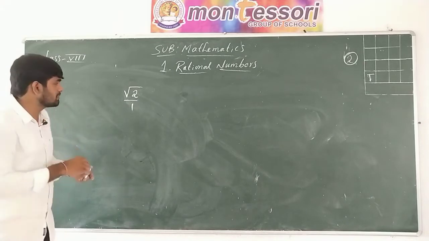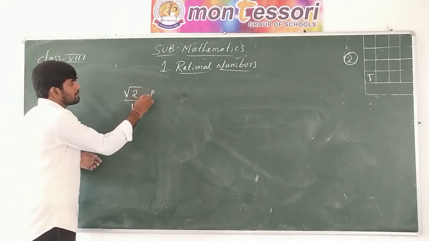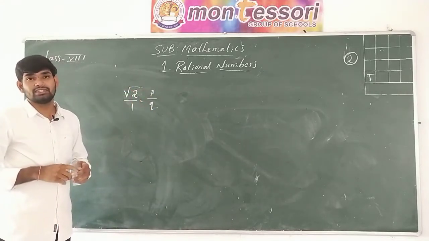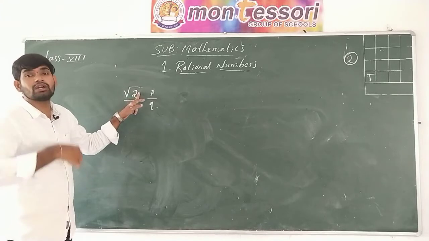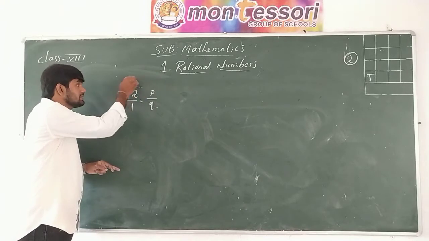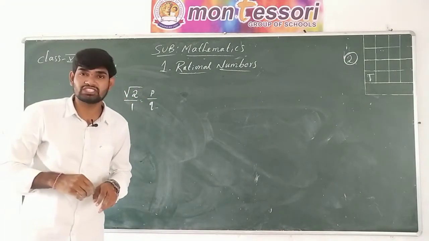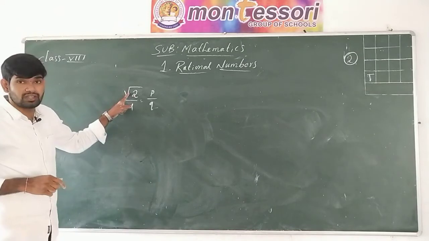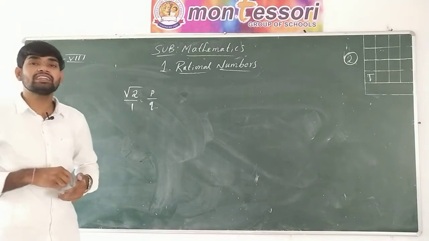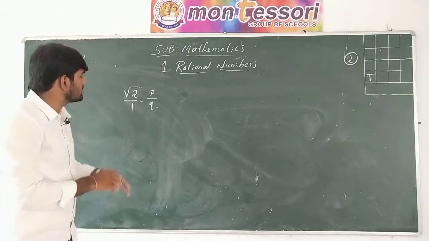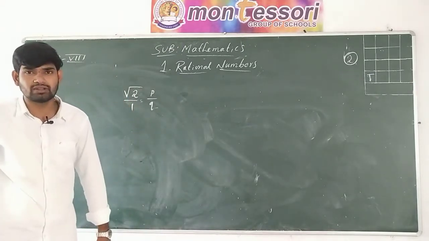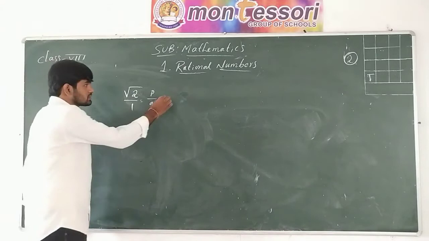But no, it is not a rational number. Why? Because the p by q form is okay, but the numerator is not an integer. It is an irrational number. That you will learn in the upper classes, higher classes. So here root 2 is not an integer. That's why it is not a rational number, because the condition of the statement is not satisfied. To say that a given number is a rational number, it is compulsory that it should be in the form of p by q, and p and q should be integers and the denominator should not be equal to 0. I said the condition that q is not equal to 0.